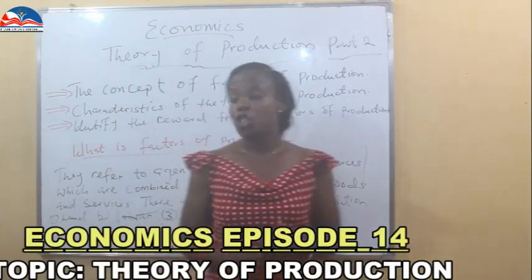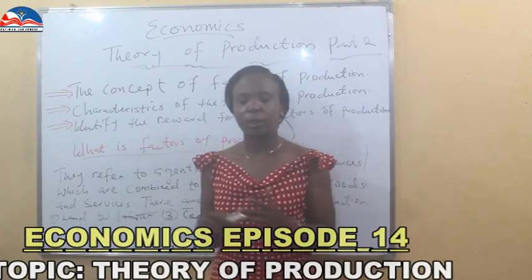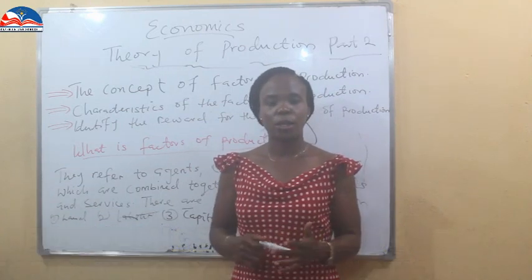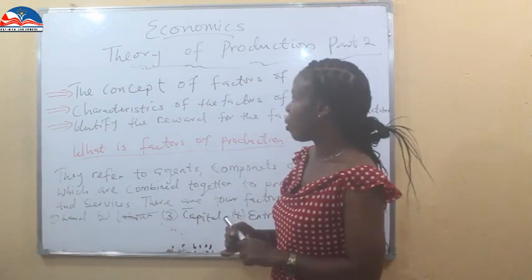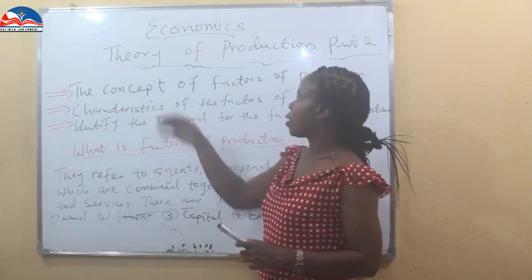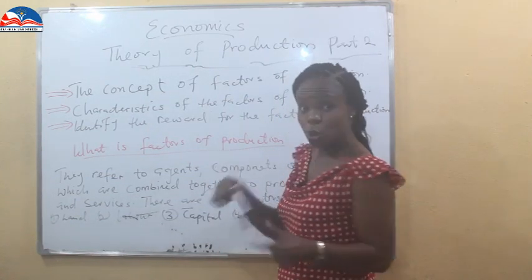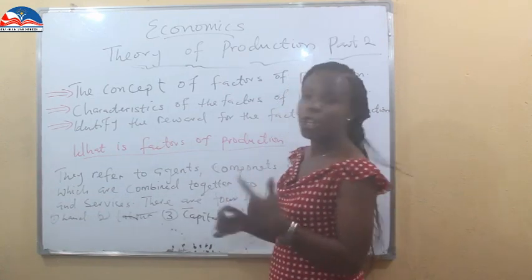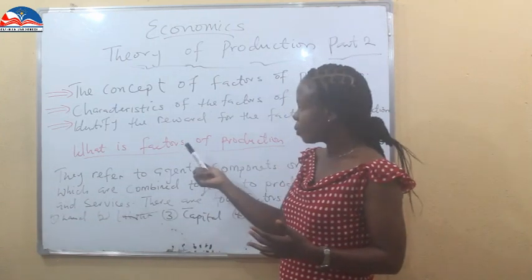Under theory of production, we've taken part 1 of the theory of production. In our last class, we explained what production is. Today our objective for the class is on these 3 areas. We'll talk about the concept of factors of production, the characteristics of the factors, and then we'll identify the reward for each of these factors.